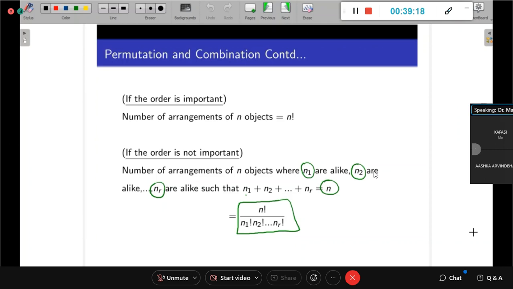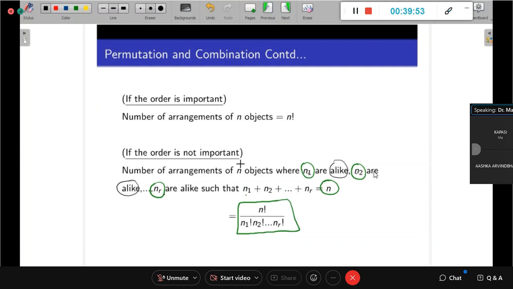You are only distinguishing with respect to country. Okay, so there are a number of alike people. You can name them, similar. So the number of arrangements of n objects where n1 are alike, n2 are alike, and so on, means out of n objects you have this many, n1 are alike, n2 are alike, so you can make them different categories out of the objects.